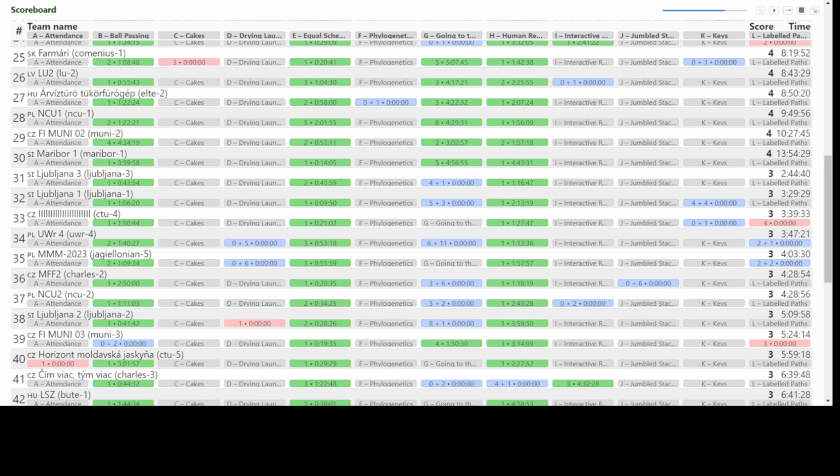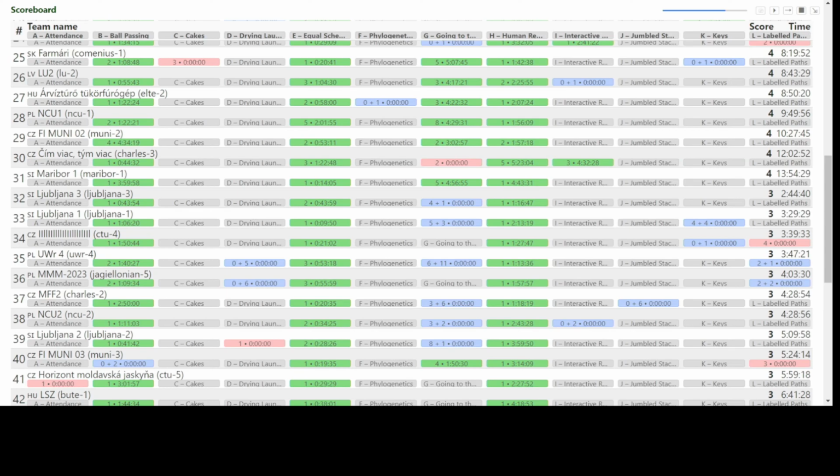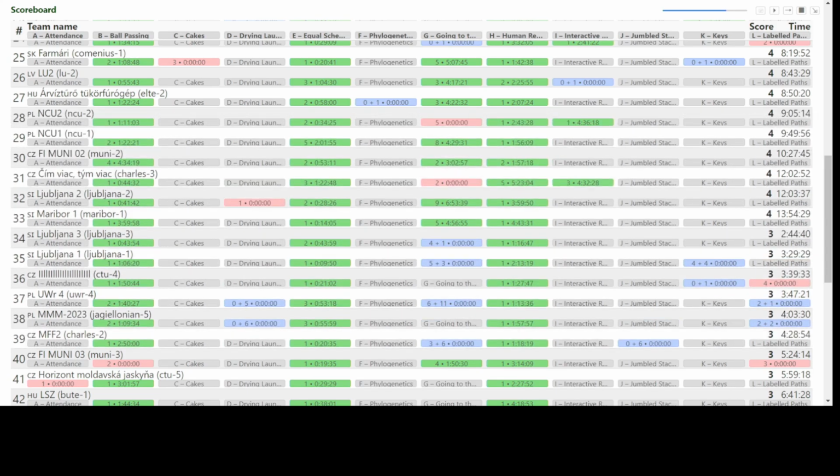Two tasks to reveal from the team from the Charles University. Problem G, problem H. Well done. From the team with the smallest solution, we have problem B. Nope. Ljubljana 2, did they manage to solve problem G? Yes. NCU2, problem G with 2 attempts. Problem I with 2 attempts. Nice.